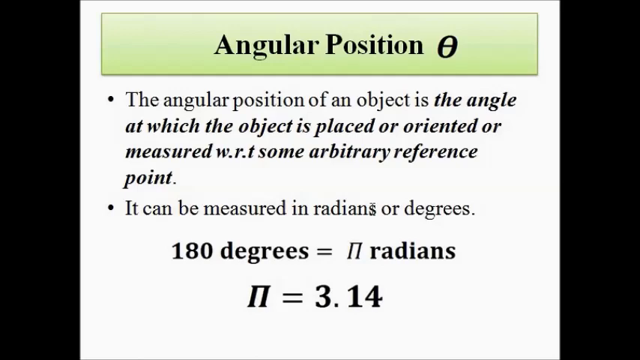Generally, using the coordinate system, the positive x-axis is considered as the reference, and all the angular positions are measured either in clockwise or anti-clockwise directions. The measurement units can be in radians or degrees. Somewhere you may find the units in degrees or radians. The interrelationship between radians and degrees is that 180 degrees is equal to pi radians, where pi is equal to 3.14. Let us see what I mean by angular position.